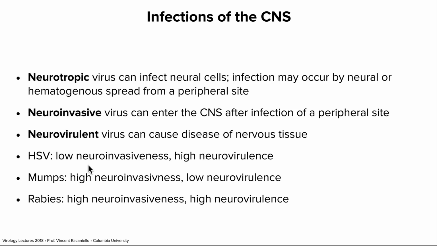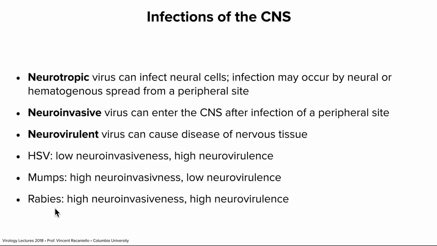First, we have herpes simplex virus. This is a virus of low neuroinvasiveness. It's not easy for it to get into the central nervous system, but if it does, and it does so rarely, it's very neurovirulent. It's highly neurovirulent. It causes disease. Mumps virus is highly neuroinvasive. In fact, back in the day when kids weren't immunized against mumps because there was no vaccine, a lot of kids got mumps, and about half of them had virus in their brains, but they were fine because the virus was not neurovirulent. So this is a virus with high neuroinvasiveness, low neurovirulence.